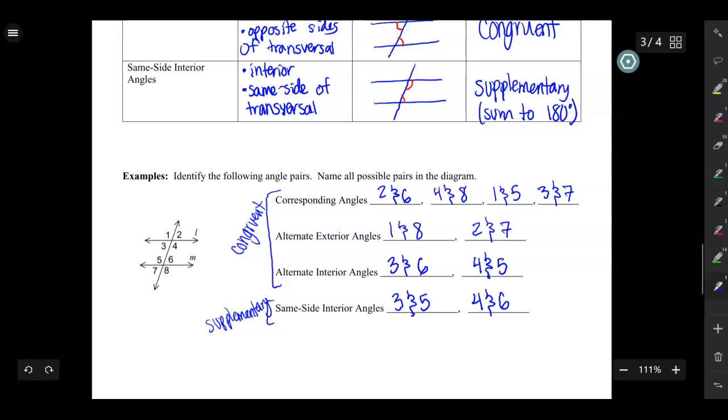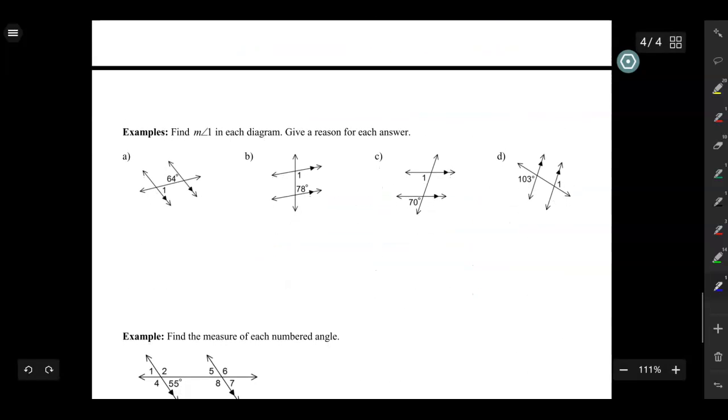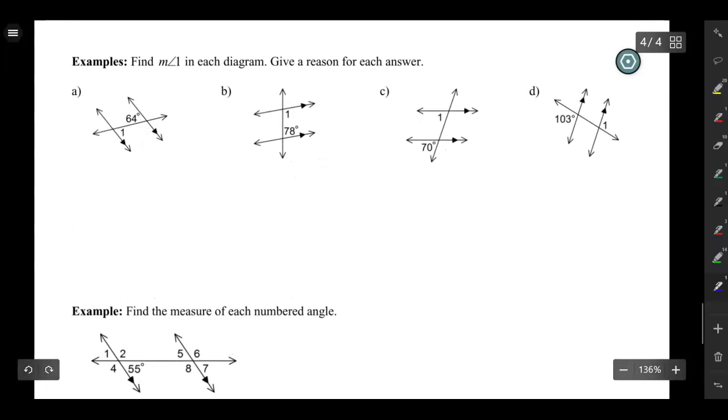Okay. So let's go ahead and take a look at why we should care if they're congruent or supplementary. It's going to allow us to identify missing angles based on these relationships. So in each of these examples, A through D, we are going to identify, first of all, what the relationship is between the given angle and angle 1, and then use that relationship to identify what the measure of angle 1 is.